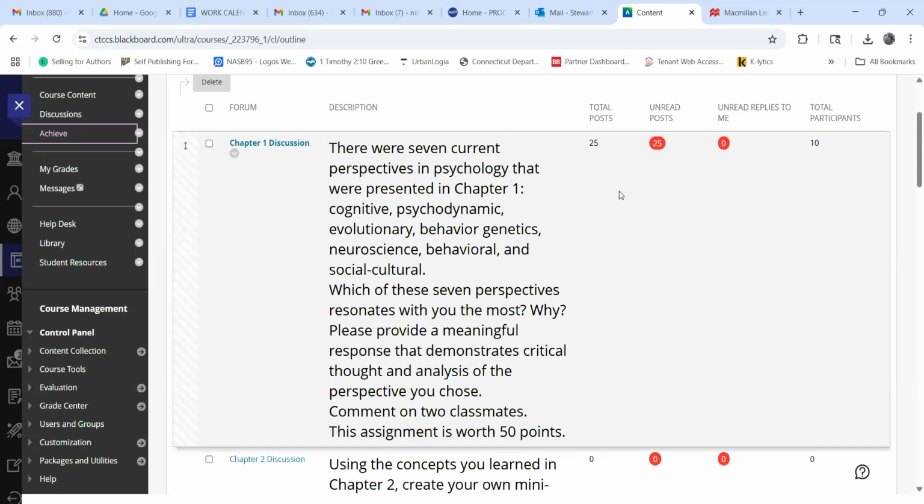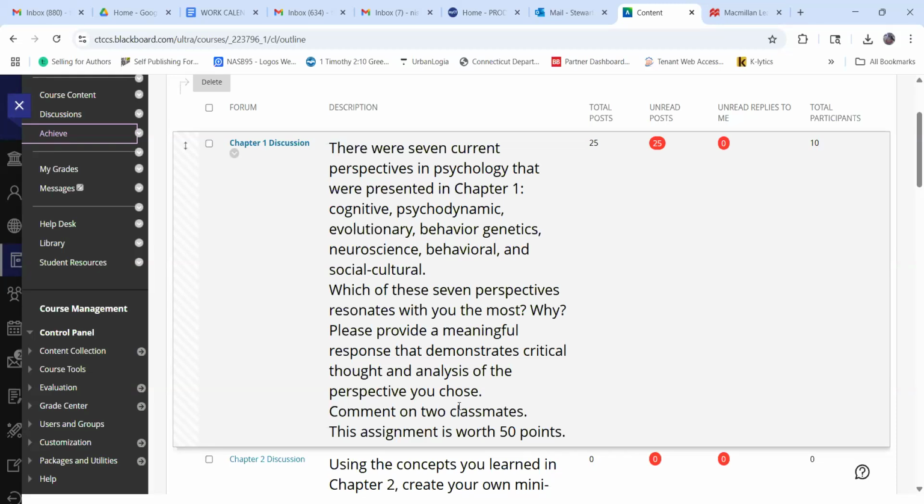So I see that a few of you have already participated. We got about 10 people that already participated. That's great. Under the chapter one discussion, the instructions are that there are seven different current perspectives in psychology that are presented in chapter one. We got the cognitive, psychodynamic, evolutionary, behavioral genetics, neuroscience, behavioral, and sociocultural. Which of these seven perspectives resonates with you the most and why? Please provide a meaningful response that demonstrates critical thought and analysis of the perspective you chose and comment on two classmates. So we'll just stop right here.